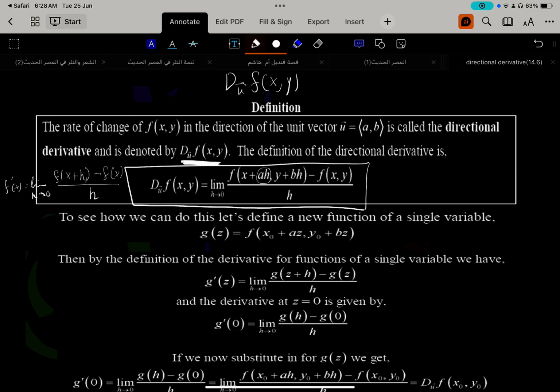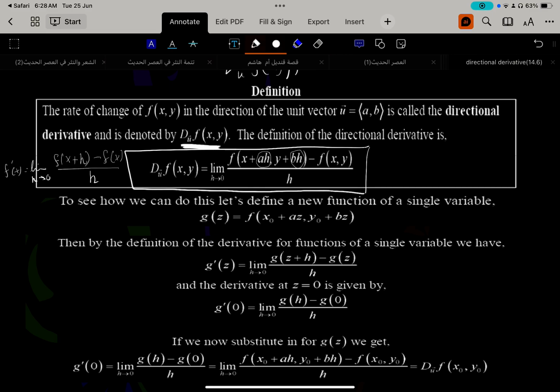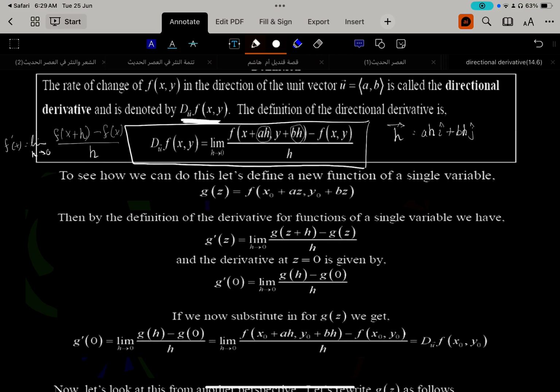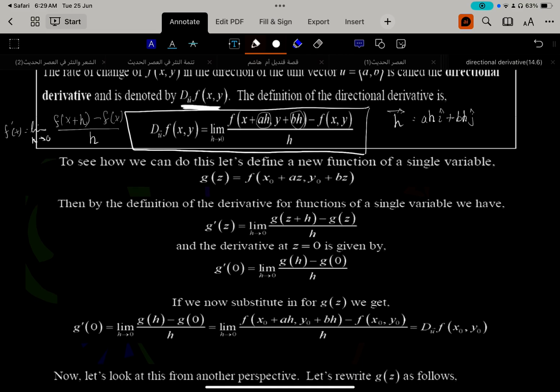But here we should note that in the directional derivative we have two variables, and therefore we're gonna plug in two differences, or two h values, and these are gonna be different. For x it's gonna be ah, for y it's gonna be bh. We're going to show a picture to demonstrate this, but basically the h vector equals ah i plus bh j, where these are the unit vectors. So, minus f of x over h. This is the formal definition of the directional derivative.